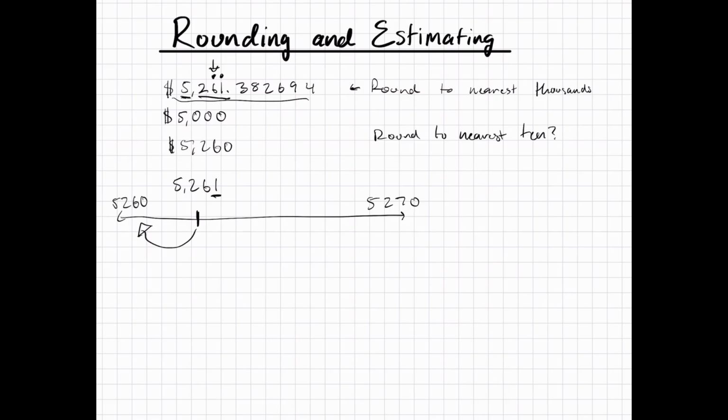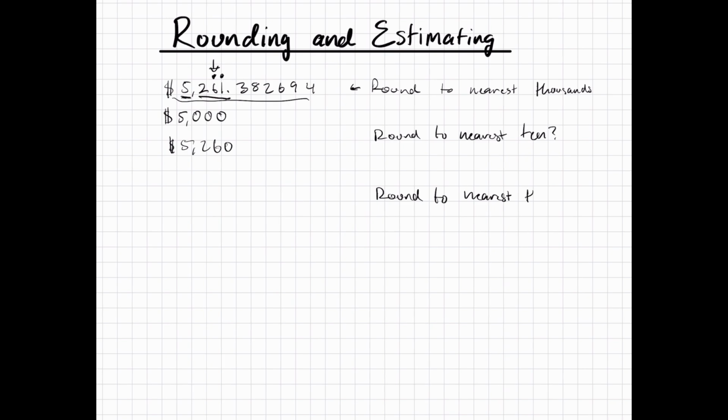5,260, okay? We can also round decimal places instead of whole numbers. So let's round the decimal places. Let's say we want to round to the nearest thousandths.